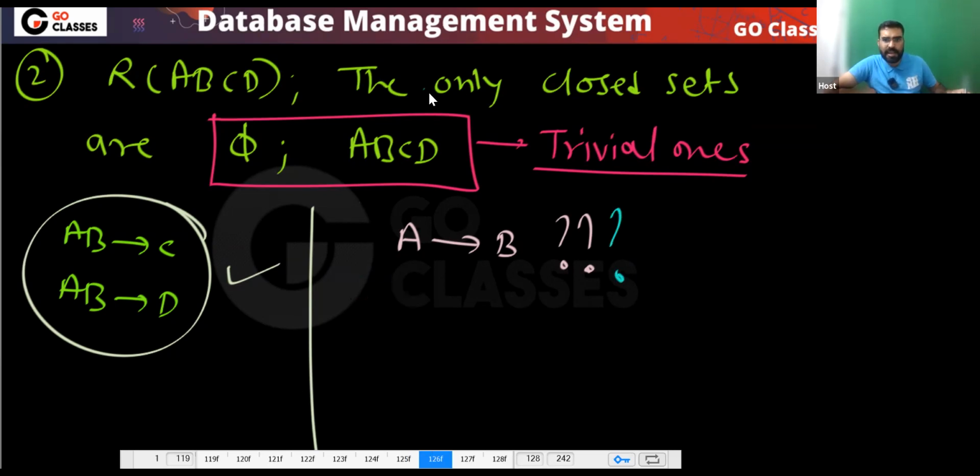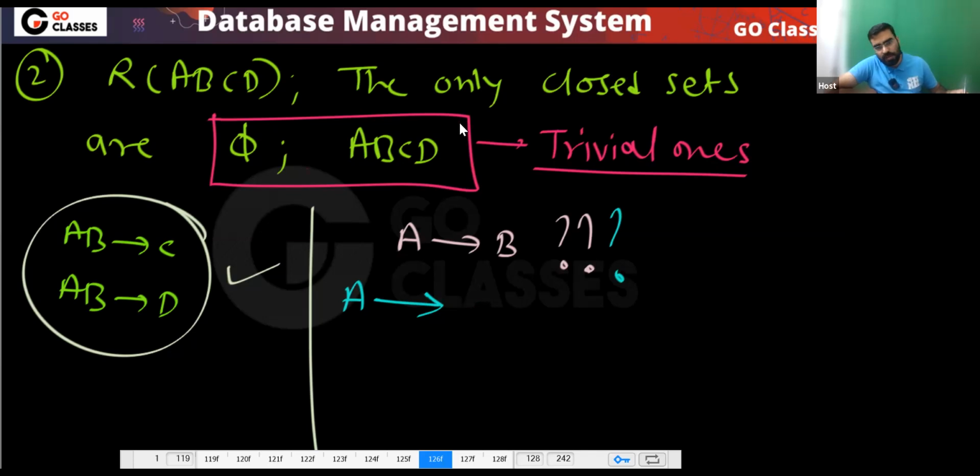A will determine something, right? Because A is not closed, it will give you something new. Agree? Okay, agree or not? Because A is not closed, so it will give you something new.